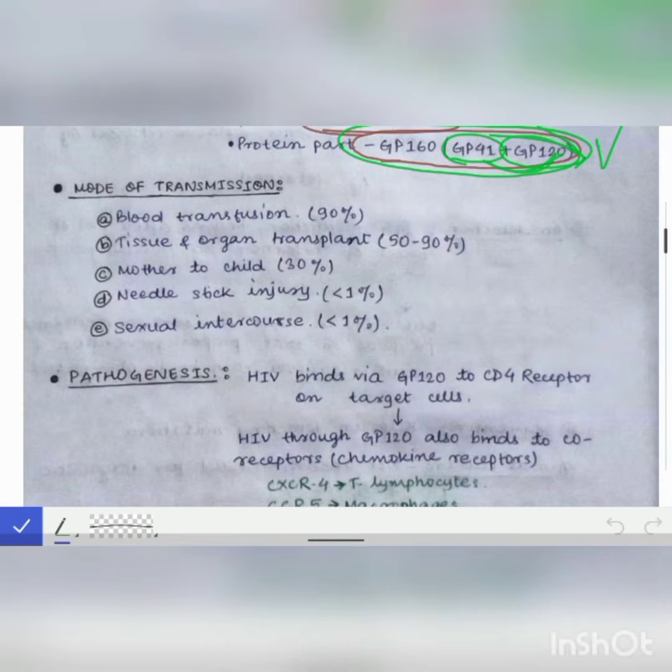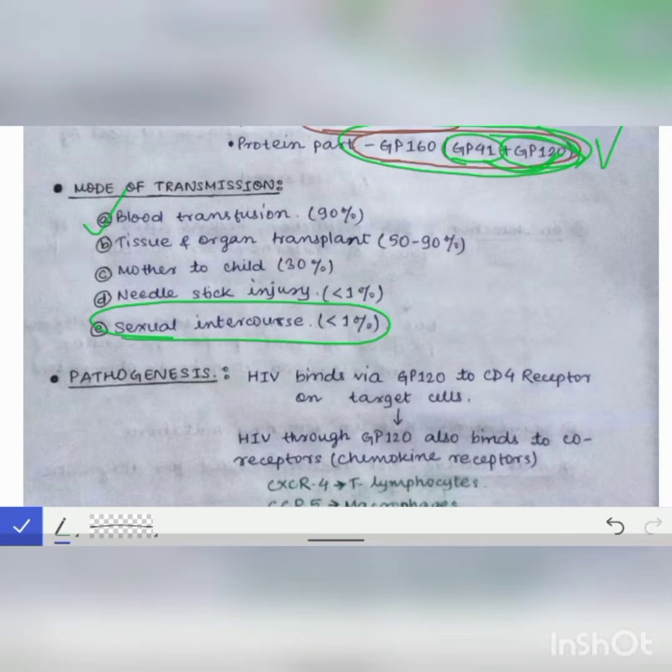Now coming to the mode of transmission of the virus. Generally, there is a view that HIV is most commonly transmitted by sexual intercourse, but this is not so, and the most common mode of transmission of the virus is blood transfusion.